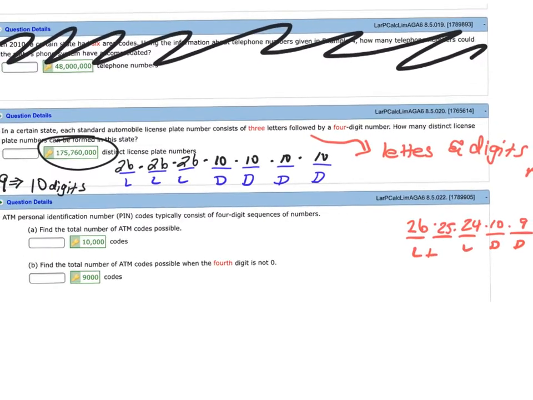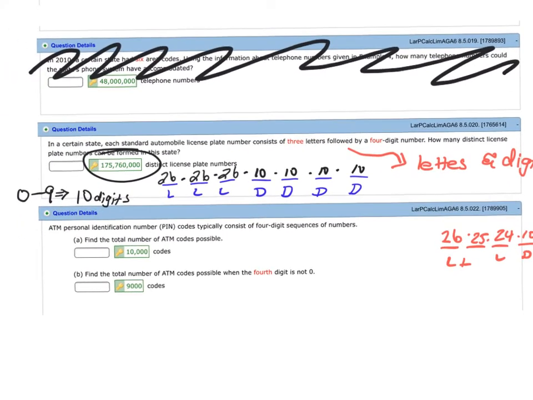All right, look at the next one. A personal identification, a PIN number. The first thing says it's a 4-digit sequence. So what are the total possibilities? How many digits, guys, are we talking about? It's always 0 through 9. So how many digits is that? 10. So I can have 10 different things here, 10 here, 10 here, 10 here.